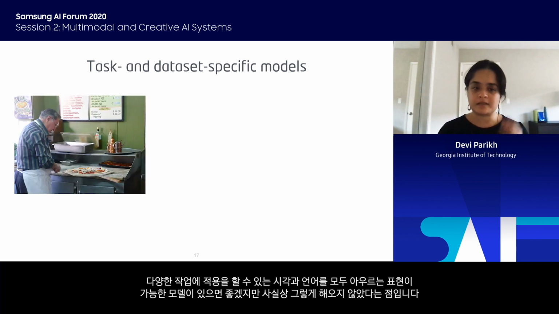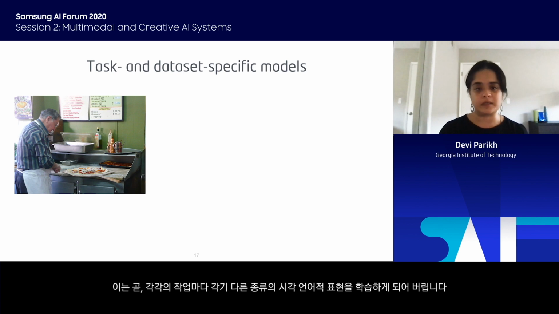And so what's dissatisfying about this approach is that you would think that there is a common set of visual linguistic representations that you can just learn. You can learn them once, and then you should be able to apply these to a variety of tasks. And that's not what's been happening. For each of these tasks, we end up learning a different set of visual linguistic representations.